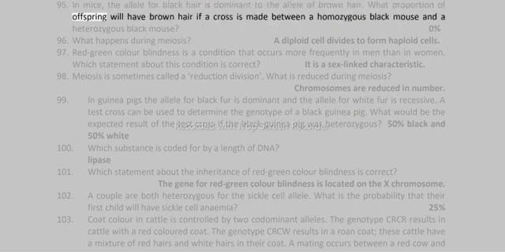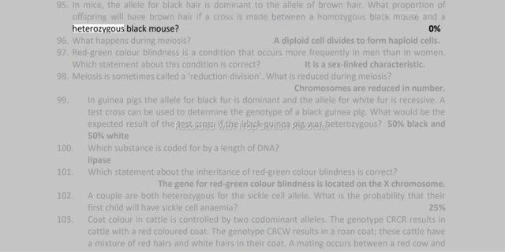What proportion of offspring will have brown hair if a cross is made between a homozygous black mouse and a heterozygous black mouse? 0%. 96. What happens during meiosis?